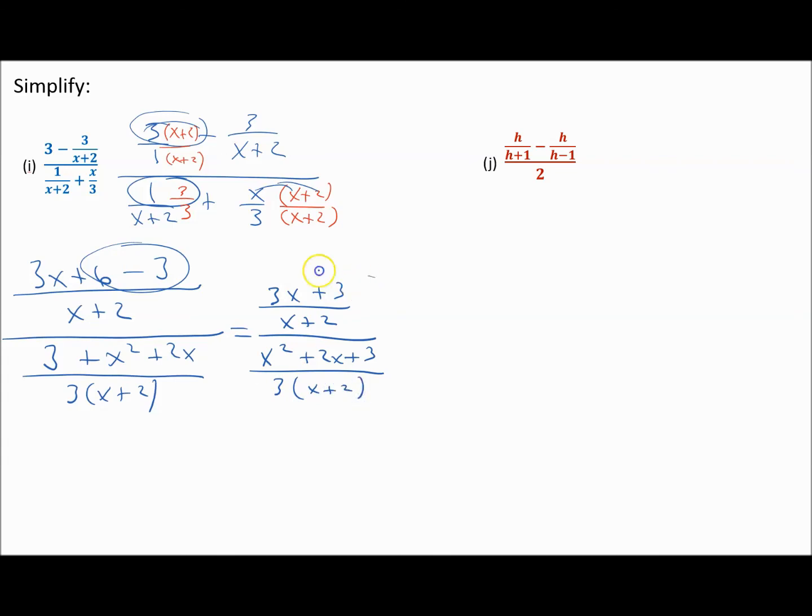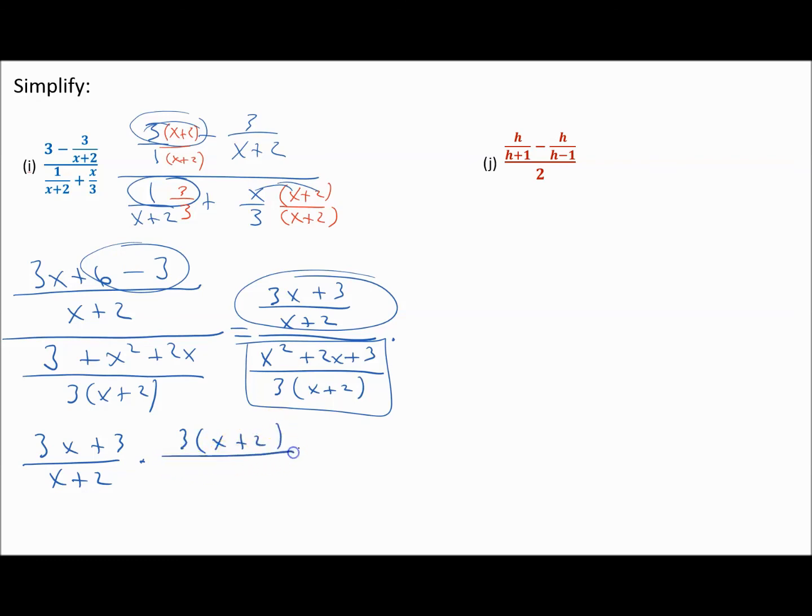Now it's time to keep, change, flip. So I have 3x plus 3 over x plus 2 times 3 times x plus 2 over, now that's x squared plus 2x plus 3. Y'all, that'll factor. Multiplies to be 3, adds to be 2. No, it won't. Multiplies to be 3 is just 1 and 3, but that adds to be 4, doesn't it? So it's not going to factor. Leave it as x squared plus 2x plus 3.